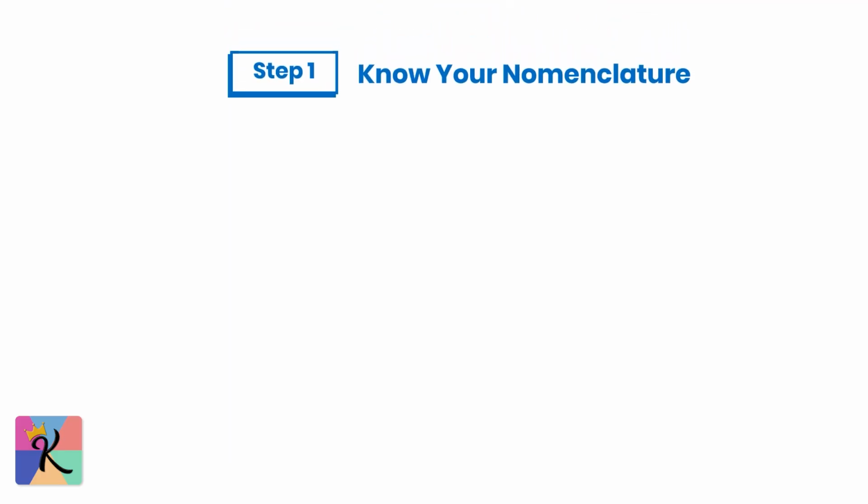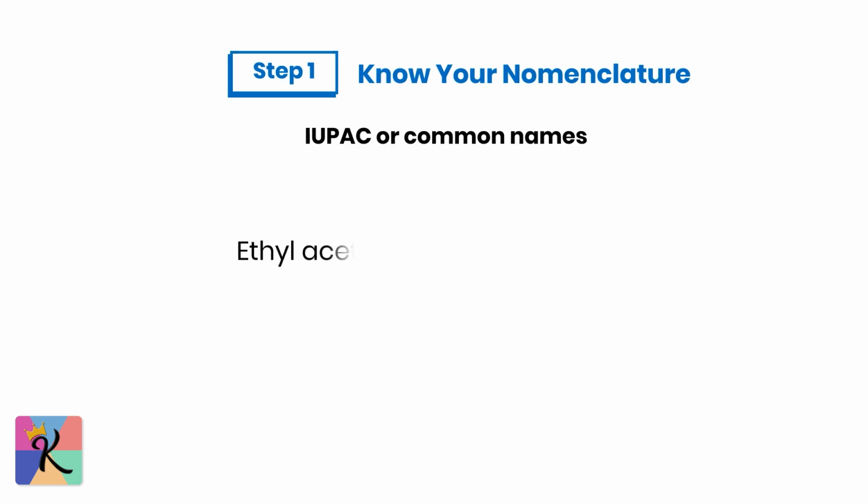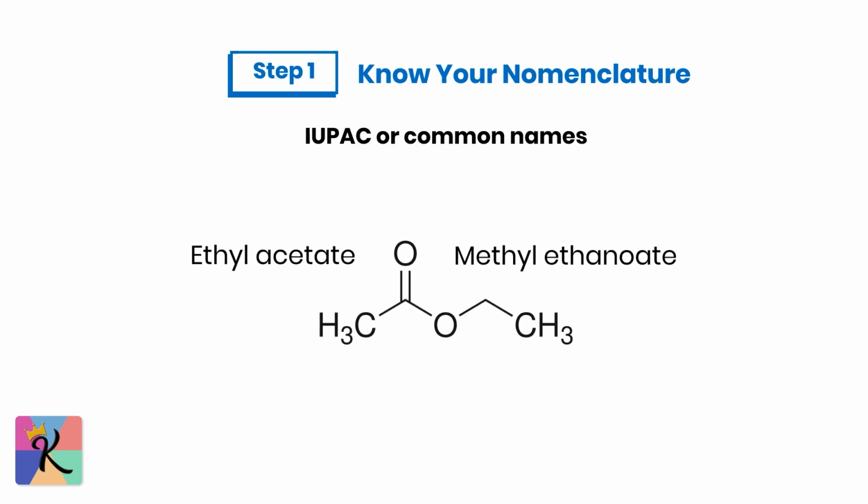The first and arguably most important step is to know your nomenclature. You need to be able to identify which compounds are being referred to, whether by their IUPAC names or common names. If you're still having trouble with naming compounds, now's the time to watch our nomenclature video. For instance, knowing that ethyl acetate and methyl ethanoate refer to the same molecule can prevent you from making avoidable mistakes during exams.